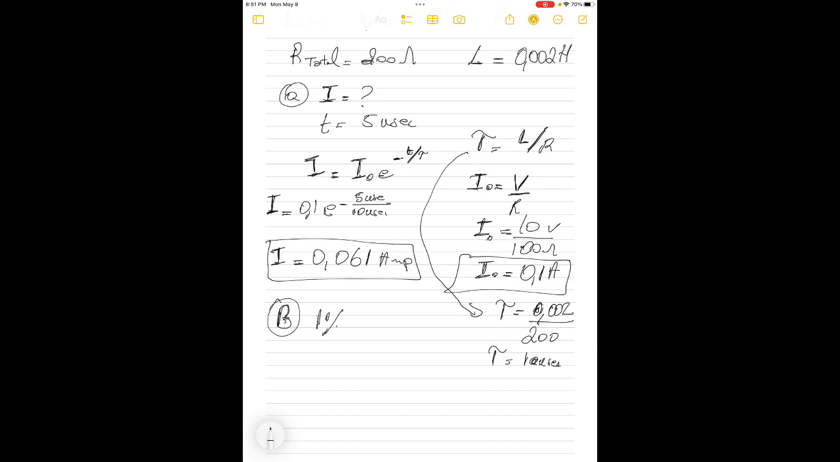Question number B, they say at what time the current decays to 1% of the current. So for 1% of the current, we're going to multiply by 0.1 amp, and this is equal to 0.01 amp. This is the current.